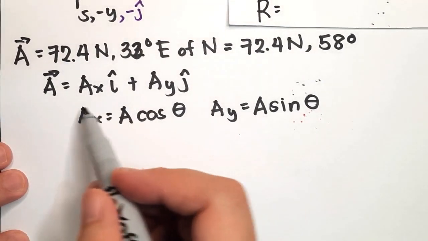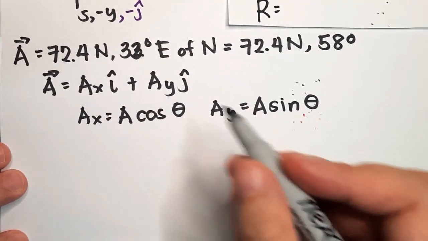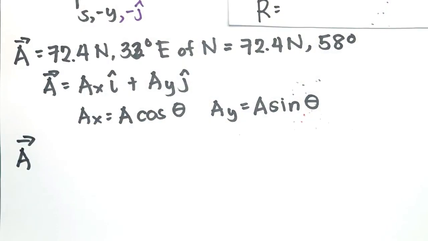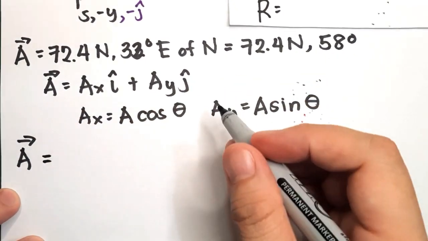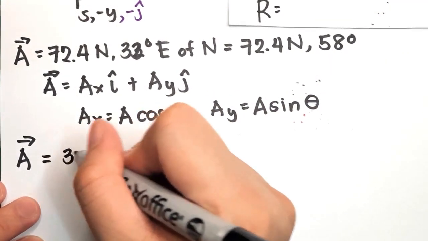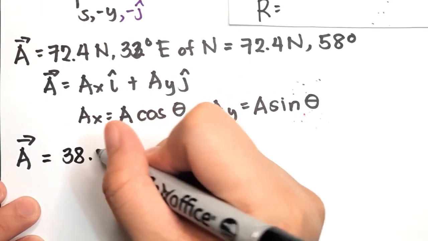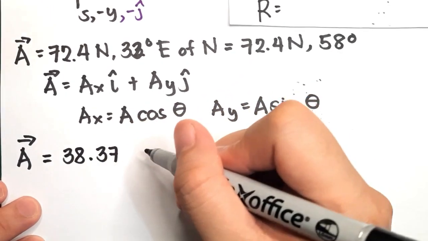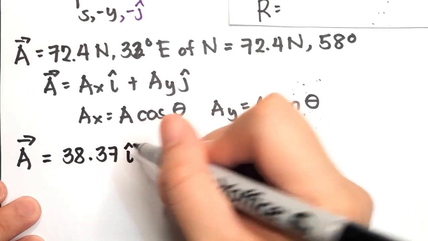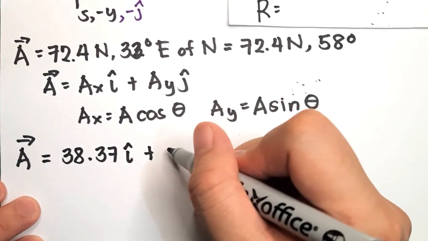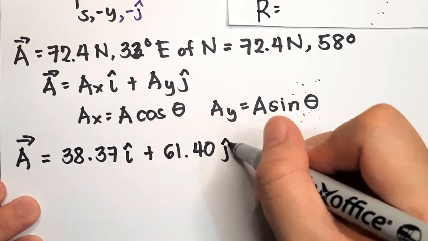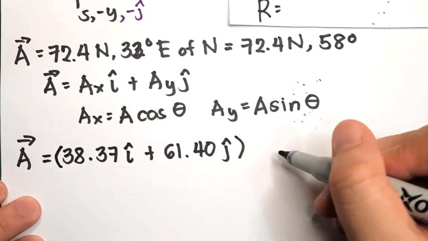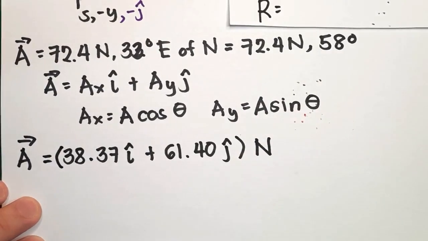Hence, if I now substitute all my values, since we already solved this in the component method, my vector A now is 38.37 I hat plus 61.40 J hat, in parentheses, Newton.